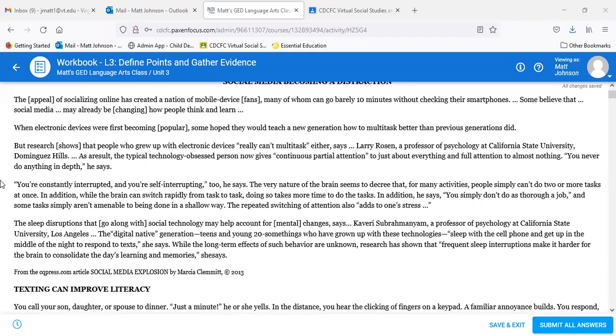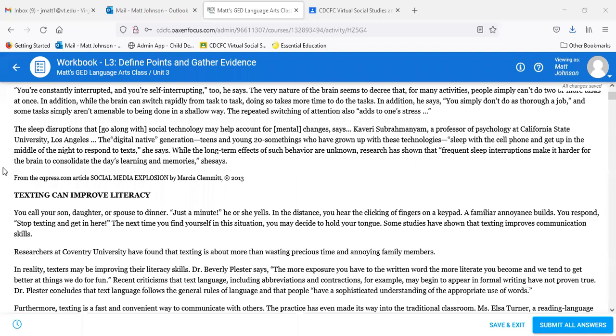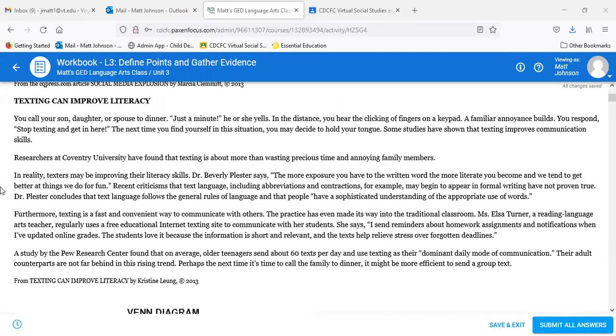So the reason, the sleep disruptions that go along with social technology may help account for mental changes, says Kaveri Subramaniam, a professor of psychology at California State University, Los Angeles. The digital native generation, teens and young 20-somethings who have grown up with these technologies, sleep with a cell phone and get up in the middle of the night to respond to text. She says, while the long-term effects of such behavior are unknown, research has shown that frequent sleep interruptions make it harder for the brain to consolidate the day's learning and memories, she says. So there's our second evidence from our expert. And before you're done, you're going to be able to recite these in your sleep if we keep working with these.